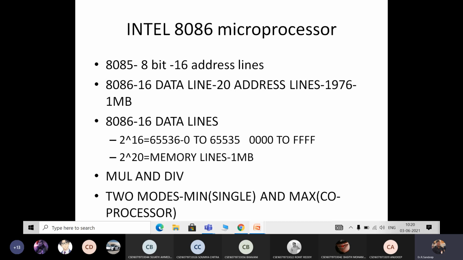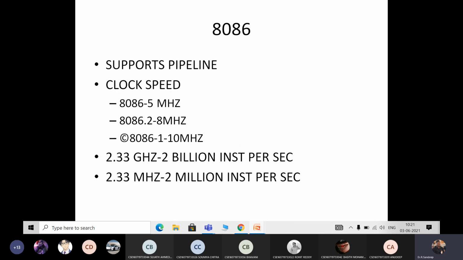8086 microprocessor is a 16-bit machine which has 20 address lines, and it was implemented in the year 1976 and can support 1 MB of memory. It will directly support multiplication and division operations, and it can be operated in 2 modes. One is the minimum mode and one is the maximum mode. The meaning of the minimum mode is single processor and the meaning of the maximum mode is coprocessor. And it supports the pipelining concept.